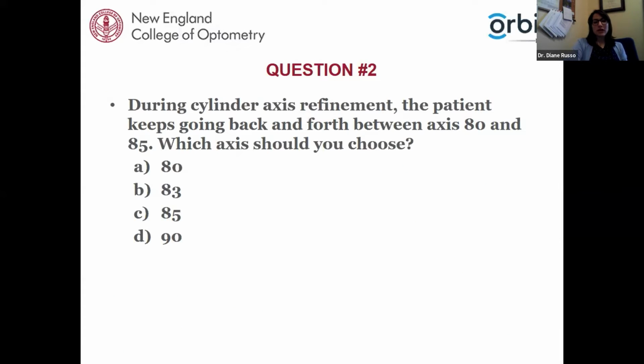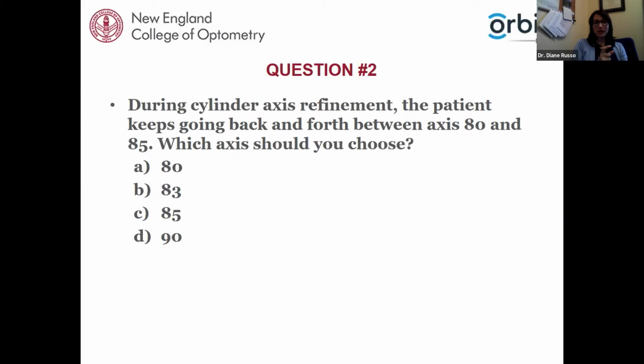So here's our second question. During our cylinder axis refinement, which we just talked about, the patient keeps going back and forth between axis 80 and axis 85. So we're talking about a 5-degree difference. So which axis should you choose before moving on to the power refinement? This is a little bit different than our last question because we had about 15 degrees that we were working with.